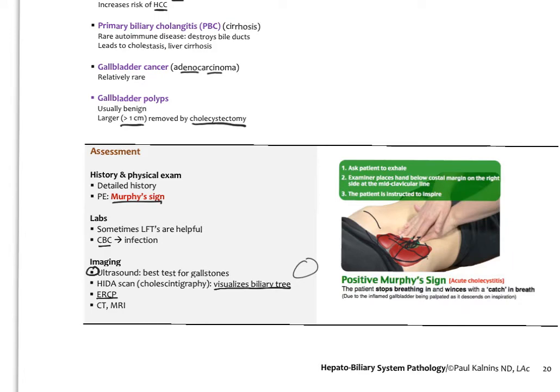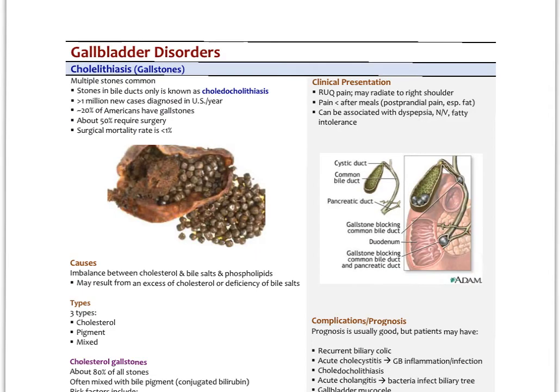ERCP is the endoscopy where it goes down into the duodenum and up into the bile duct system, and then CT and MRI. So these would all be potential assessment tools for gallbladder disorders. Just having gallstones is called cholelithiasis, and there are several different types of stones that can form. I'll talk about that here in a minute. If the stones are in the bile duct, then we have choledocholithiasis. So you might hear both those terms.